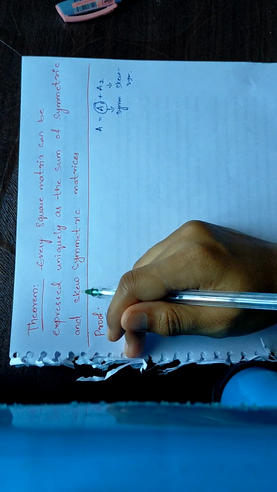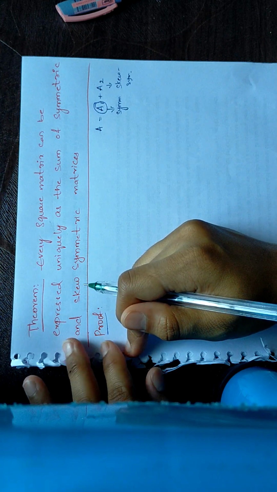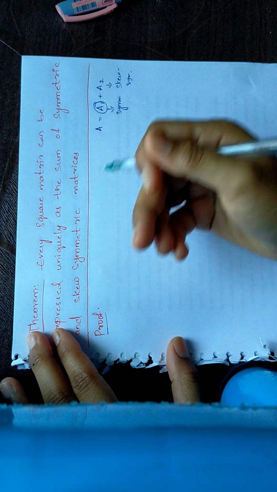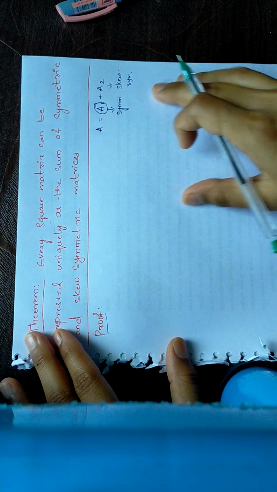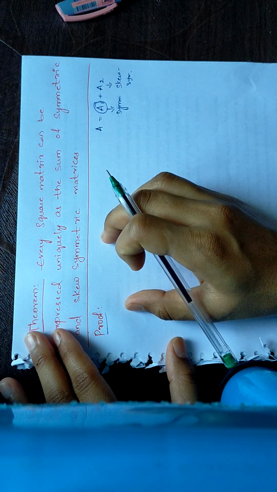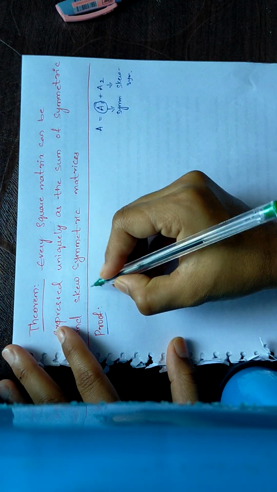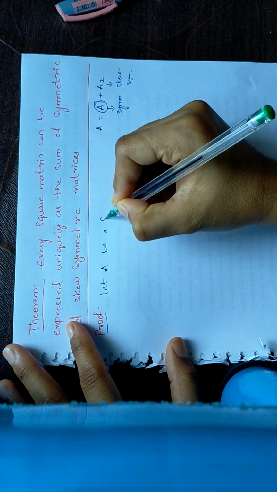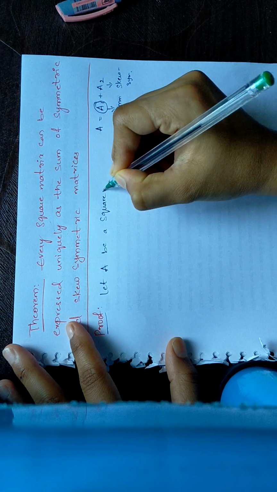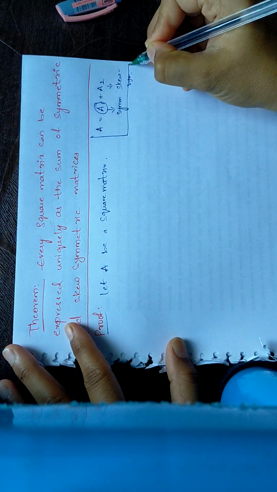In mathematical theorems, first we will make assumptions, right? All the assumptions will be taken, and then from them we will lead to the conclusion. First let's take a matrix. So let A be a square matrix. This is what we have to prove.